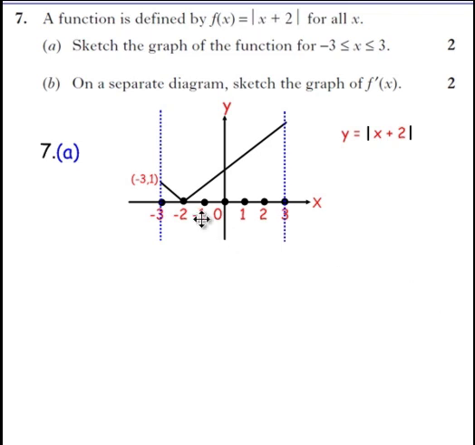So our graph will look like this. This will be the point (-3, 1), since in the original graph it was (-3, -1). This point here will be the point (3, 5). So this is the graph of f of x equals the modulus of x plus 2.